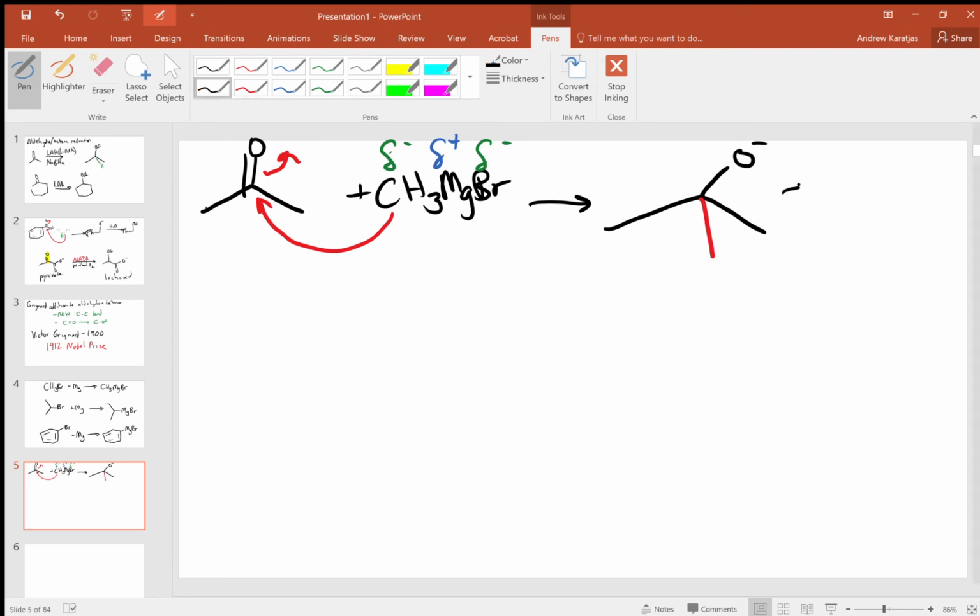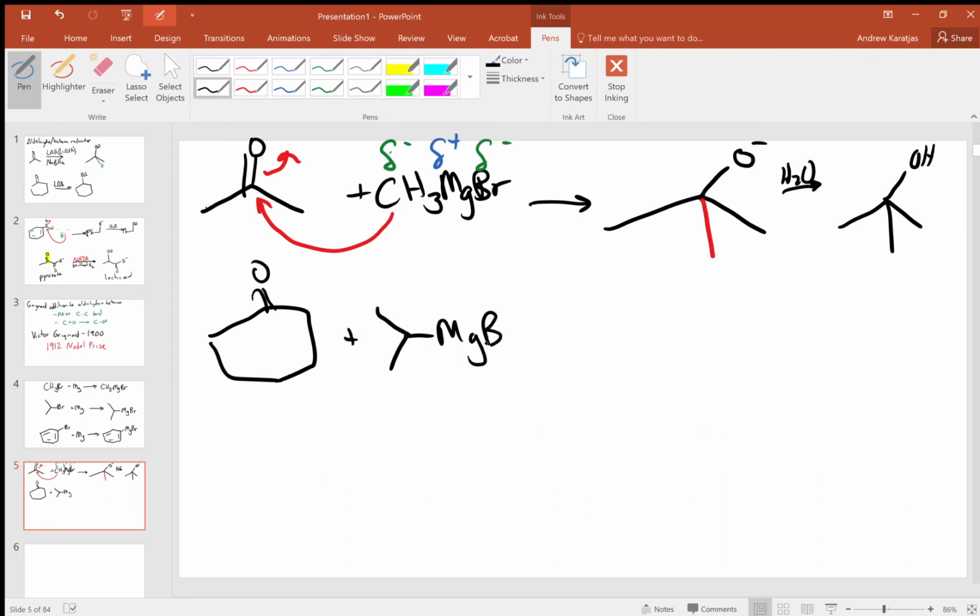At that point, we just quench the reaction with water or acid, and we form our alcohol. And so, very, very straightforward reaction. You can use pretty much any ketone and any Grignard as long as you can make it. So here we see an example of the isopropyl Grignard with cyclohexanone.